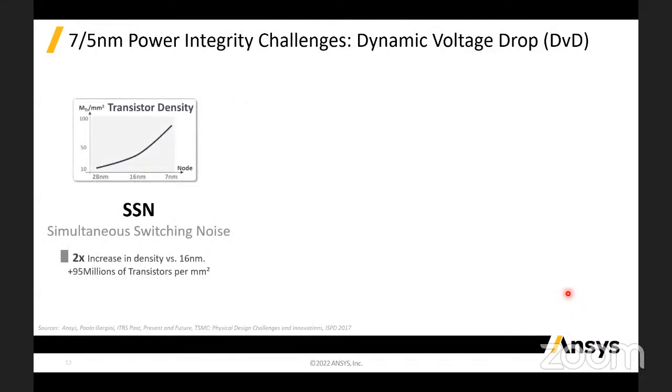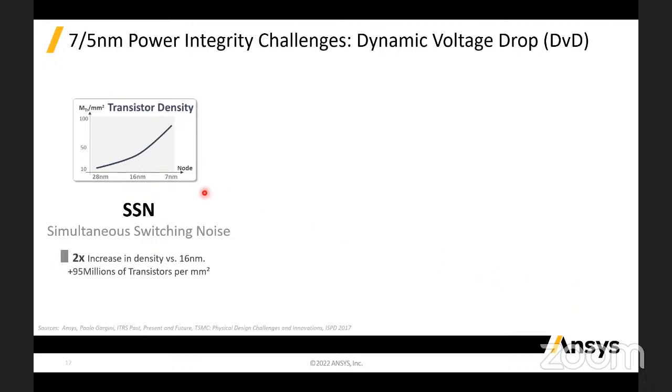Now, in this slide, I want to talk about the key trends, especially in the recent technology nodes like 7 nanometer and 5 nanometer, and what are the key trends that contribute to dynamic voltage drop. We have represented this challenge here in a very simple manner with 3 diagrams. So let's look at each diagram in detail.